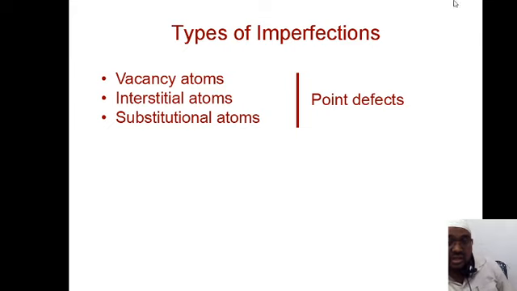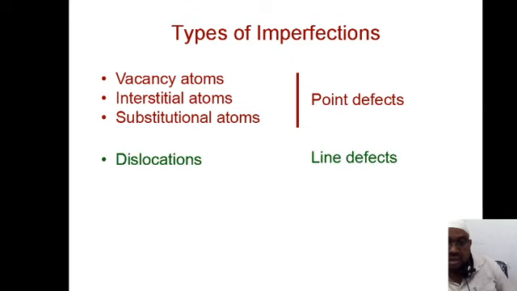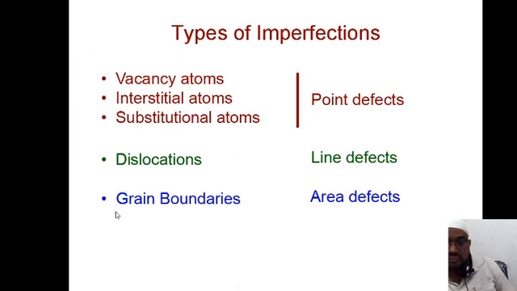Just now we discussed that point defects will have a vacancy or an impurity. So, what types are there? Interstitial atoms and substitutional atoms, right? If this is the case, then that will come under the category of point defects. Now we will also find dislocation, which is the line defect, and also grain boundaries, which are area defects. These are the types of imperfections that you are going to observe inside the crystal.